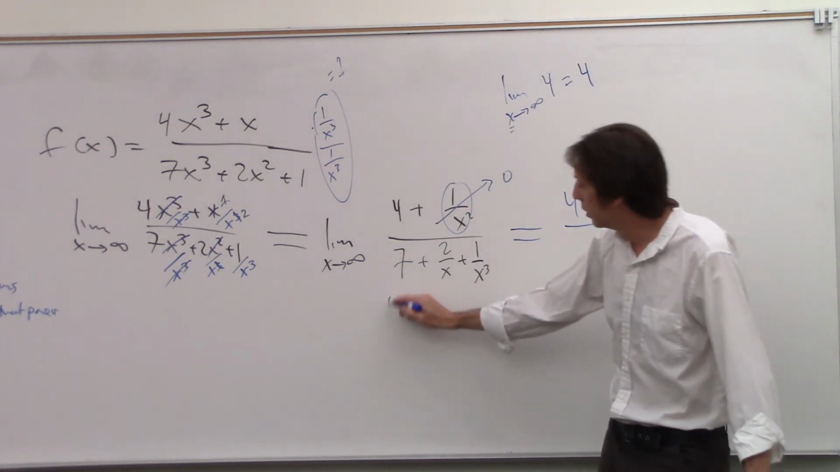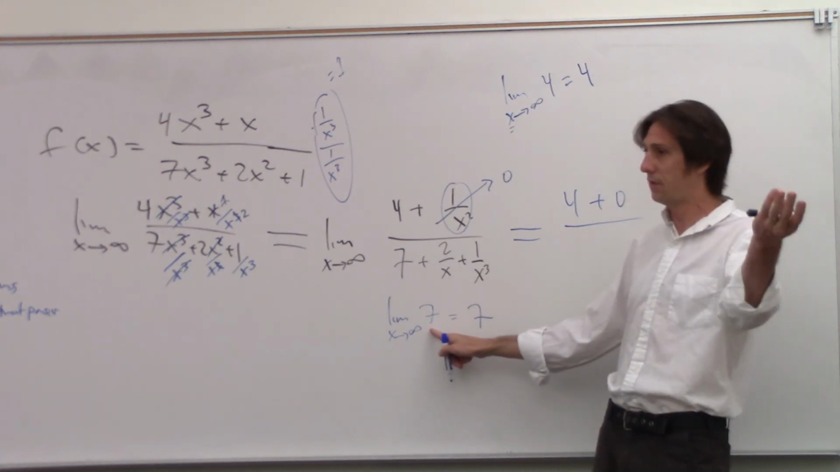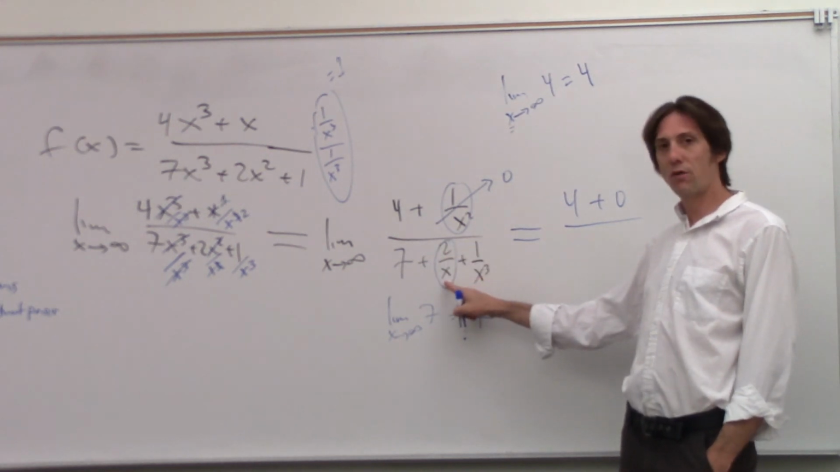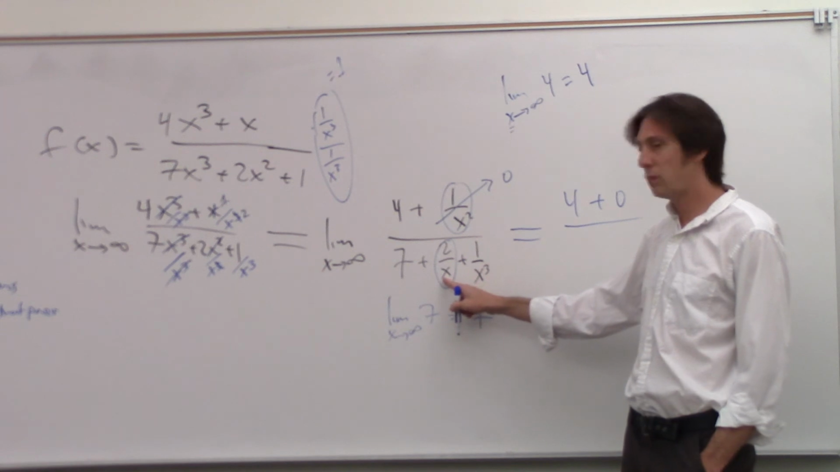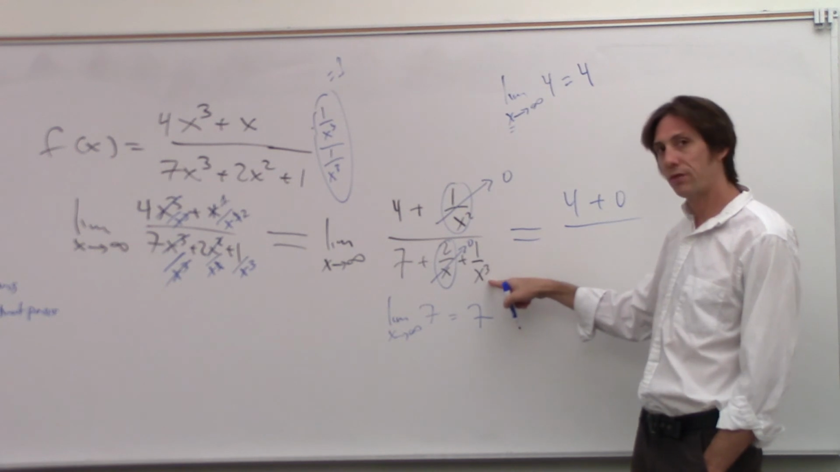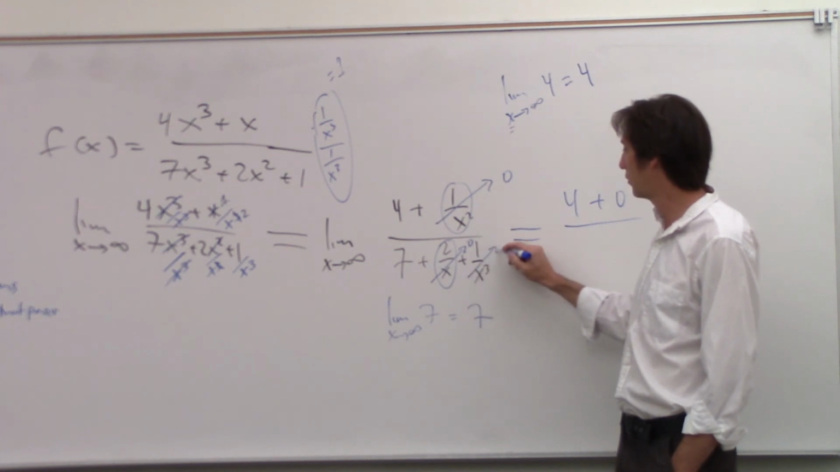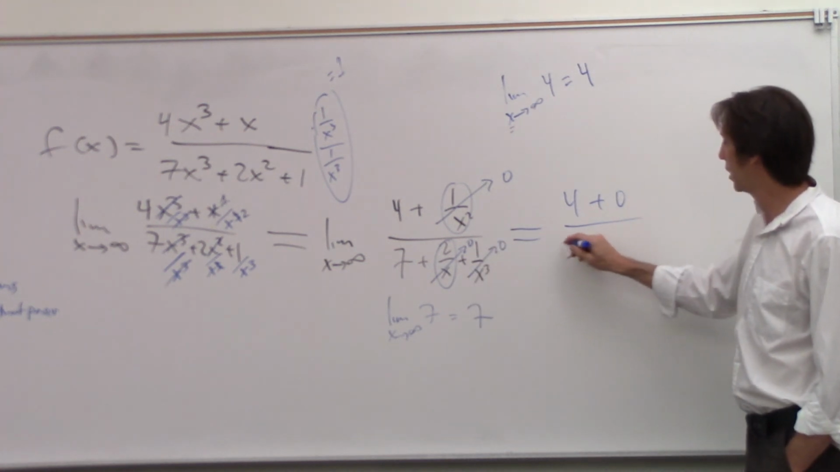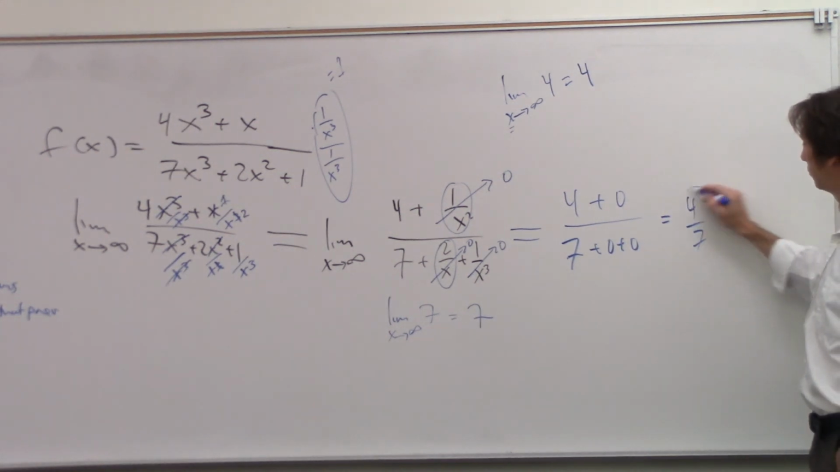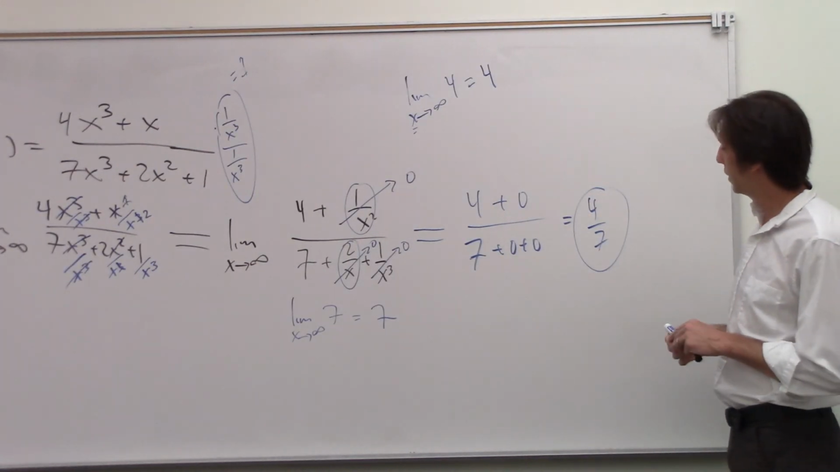In the denominator, the limit as x goes to infinity of 7 is 7, because 7 is always 7, no matter what x is. 2 over x is just like 1 over x from a minute ago. If I divide 2 by larger and larger numbers, that goes to 0. Same thing for 1 over x cubed: dividing by bigger and bigger x's, because x is going to infinity, would cause 1 over x cubed to go to 0. So in my denominator, I'm ending up with 7 plus 0 plus 0, and we can see that this is 4 over 7. So 4 over 7 is the limit of f of x as x goes to infinity in this case.